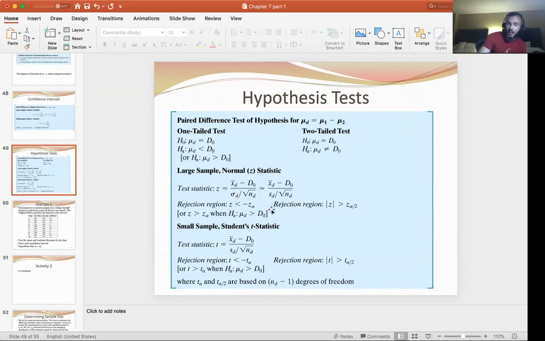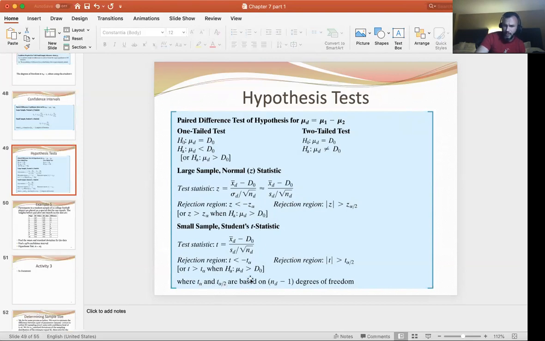Notice for z, we can replace sigma with s if we need to. The rejection regions are identical. Here, the rejection region for the two-tailed test is the absolute value greater than the halved critical value. Here, it's just lower than the negative version or greater than the positive version if we're doing an upper-tailed test. The t-statistic is the same setup, okay? The rejection regions are the same setup.